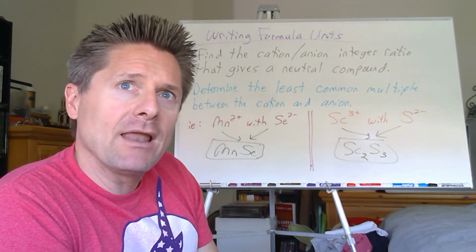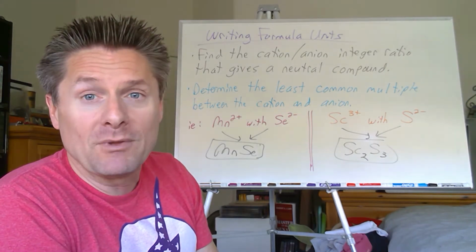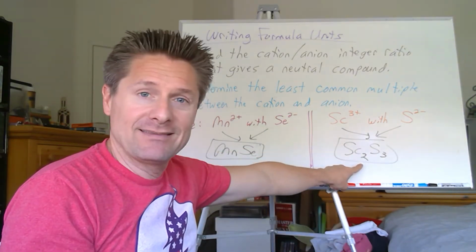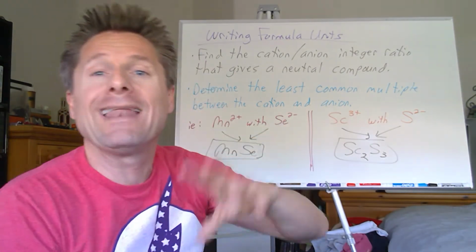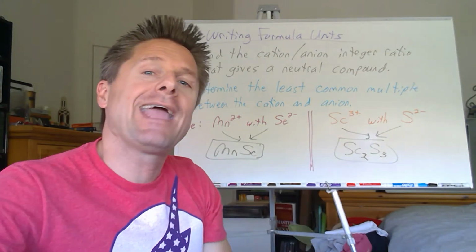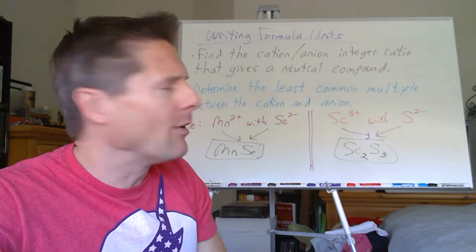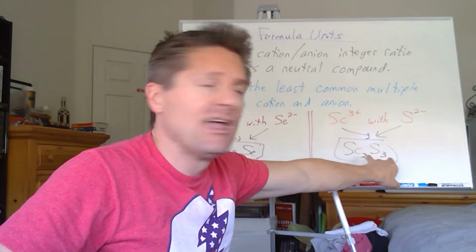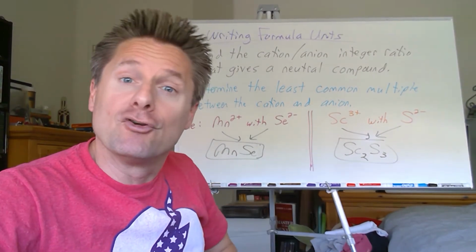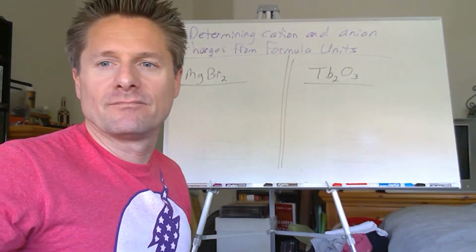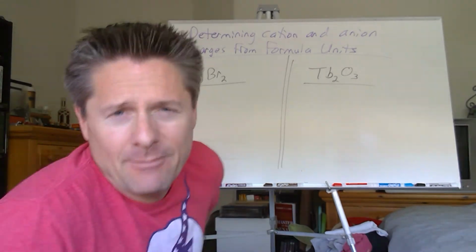So let's look at a situation. What if I give you a formula unit? So I give you this, and then you've got to figure out what is the cation and its charge, what's the anion and its charge. A little bit tougher to do, I think. It's easier to go from the charges to the formula unit than the other direction. So let's practice that. All right, here we go.